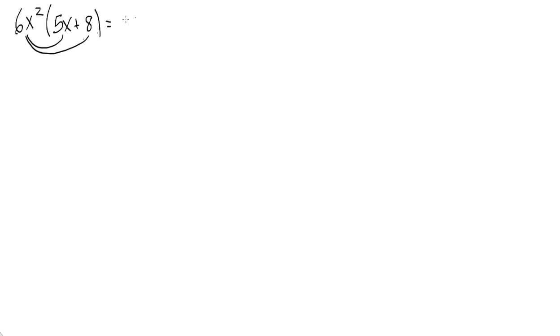6 times 5, 30. And here's where our property of exponents comes in. X squared, there's my x squared, times x, 2 plus 1 is 3. There's our property of exponents, our product of powers, when we add the exponents. And then 6x squared times 8 is 48x squared. Pretty easy. I hope you see that.